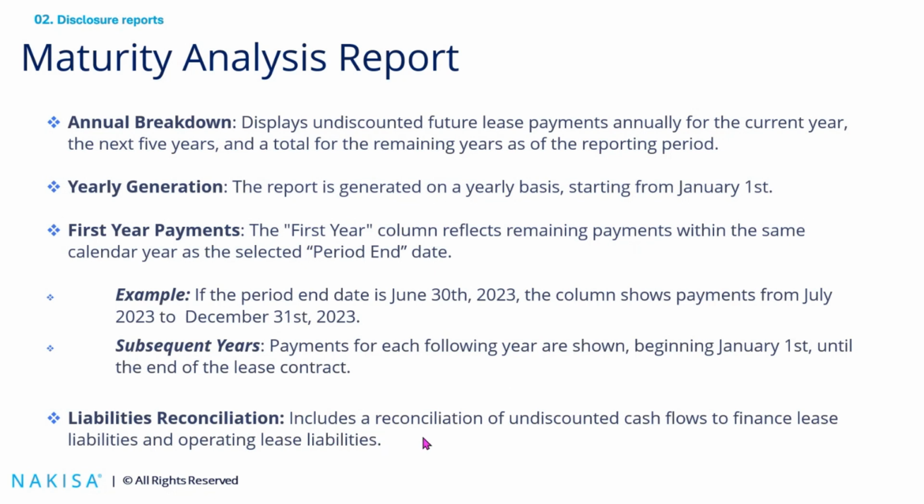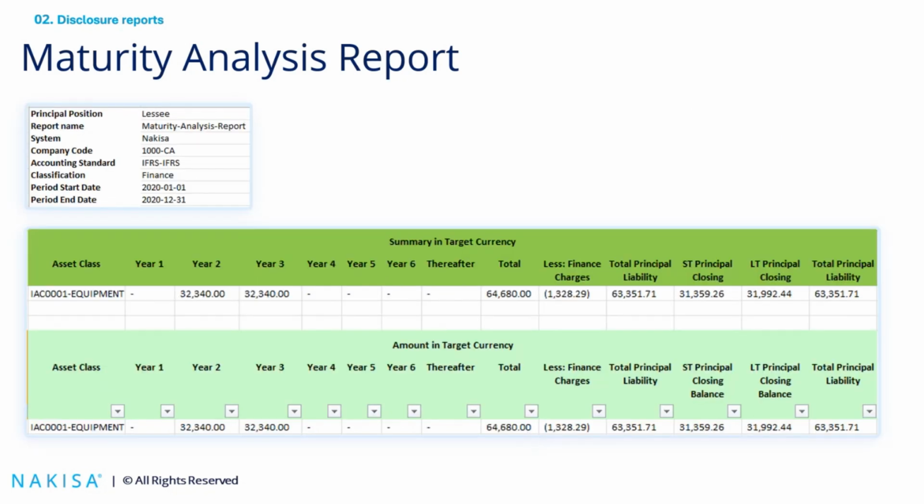It also includes a reconciliation for undiscounted cash flows, and I'll give you an example right here. As we said, we ran the report for the period end. The maturity analysis report here in this example is showing us it ends on December 31st of the year 2020. That's why year one is 0. We see the 12 months of payments after that, and then a total year. Because the lease has finished, we won't see the additional years or thereafter. As mentioned before, we do see the split between the short-term and the long-term liability.